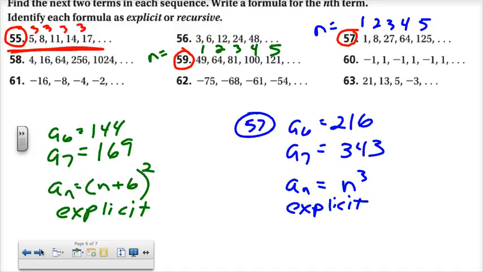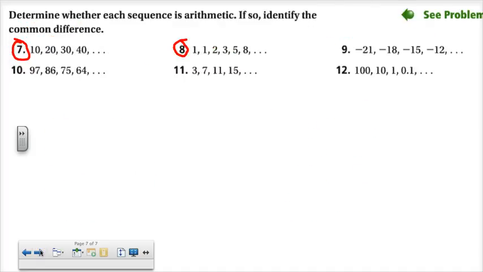All right, what's left? Oh, from the next section here, just a couple of these. Determine whether each sequence is arithmetic. If so, identify the common difference. Remember, in order to be arithmetic, they have to be adding the same thing every time. So I'm looking at these numbers thinking they're adding 10, they're adding 10, they're adding 10. So 7 is a yes, it is arithmetic. And the common difference is 10 because that's what they're adding every time.